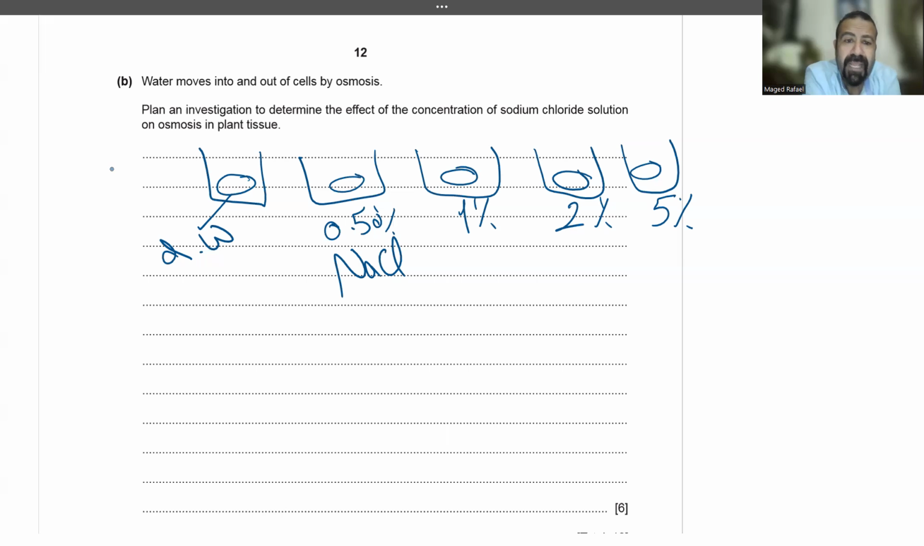We will leave the plant for any valid amount of time. We can say 30 minutes, we can say 20 minutes, we can say 10 minutes, any reasonable amount of time. We will check the mass after the assigned period of time, and we will repeat the experiment for each concentration to calculate the mean, and we will add a point of safety precaution.